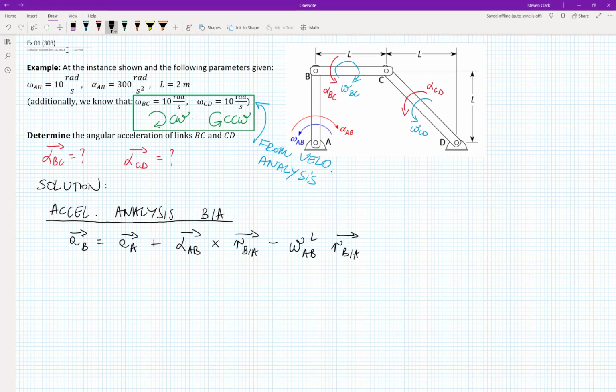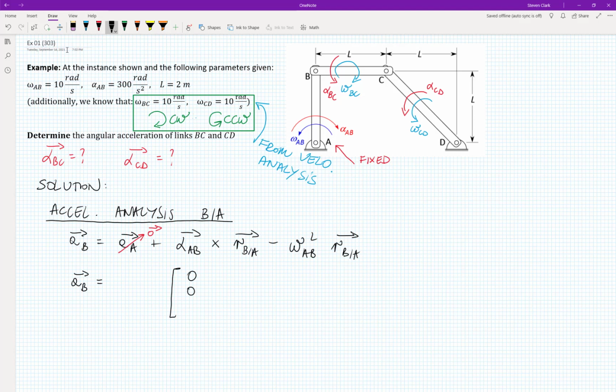Okay, first question to you. What is acceleration of point A? What is AA? What is acceleration of this point? It is 0 because A is fixed. Exactly. So our AB will be the following. 0, 0, alpha AB is given.